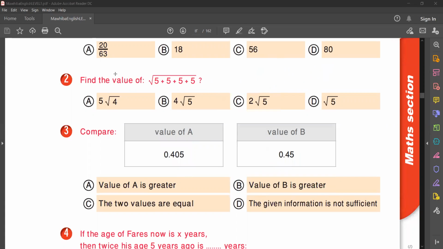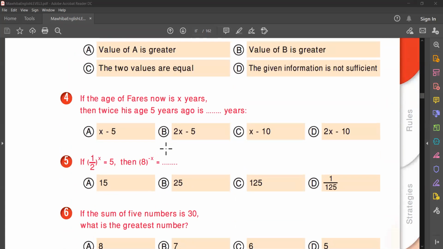Good. Now, number 4. If the age of Faris now is x years, then twice his age 5 years ago is what? I think it is easy. The age of Faris now is x, and 5 years ago that's x minus 5. And twice, you multiply by 2, so you write 2 times x minus 5.